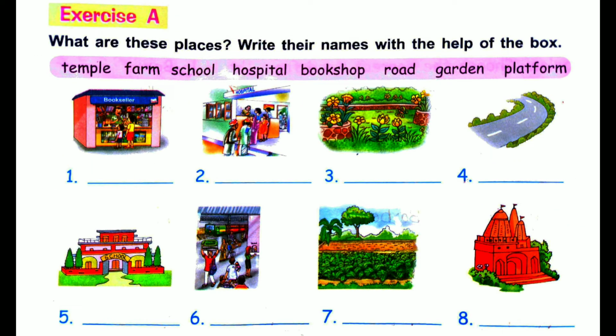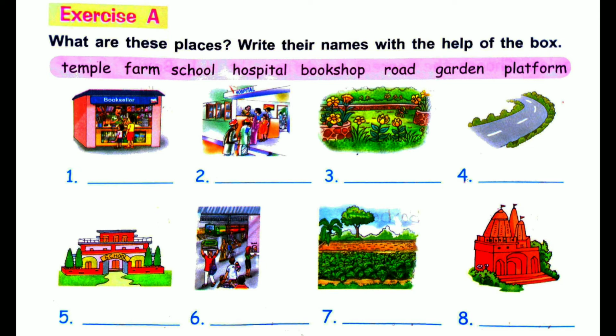Now let us go to exercise A, page number 52 on a textbook. What are these places? Write their names with the help of the box. In the box we can see temple, farm, school, hospital, bookshop, road, garden, platform. In the first picture we can see, what is the first picture? First picture is bookshop. Second picture is hospital.